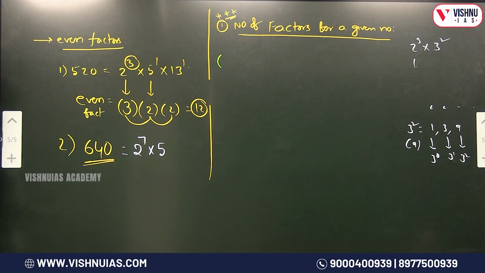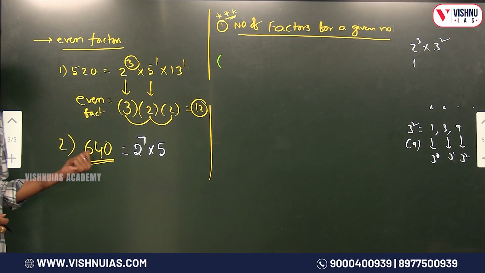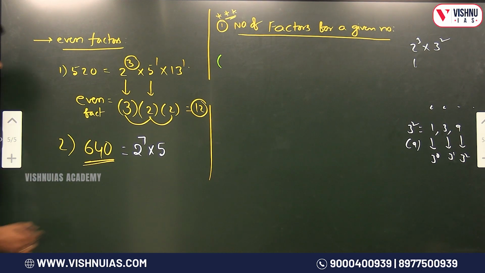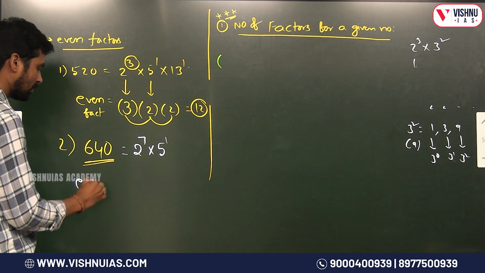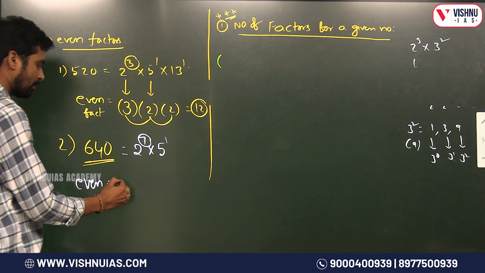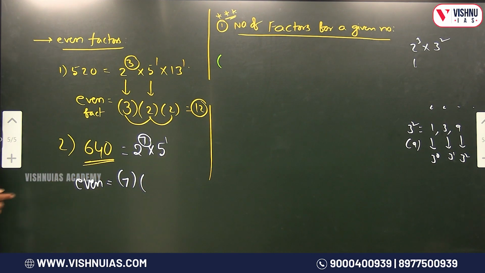Okay, so you can use multiple methods, like either directly dividing with prime numbers, or you can break the number 64 into 10, then break those numbers. So 2 power 7 into 5 power 1. Okay, so even factors means, what is the rule for even factors? Take the power of 2 directly. So what is the power of 2? 7, and for the rest of the numbers, add plus 1. For the rest of the numbers, for the powers, you add plus 1.